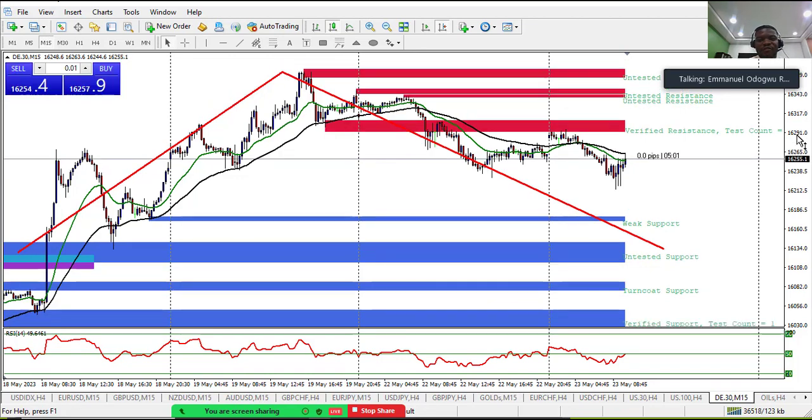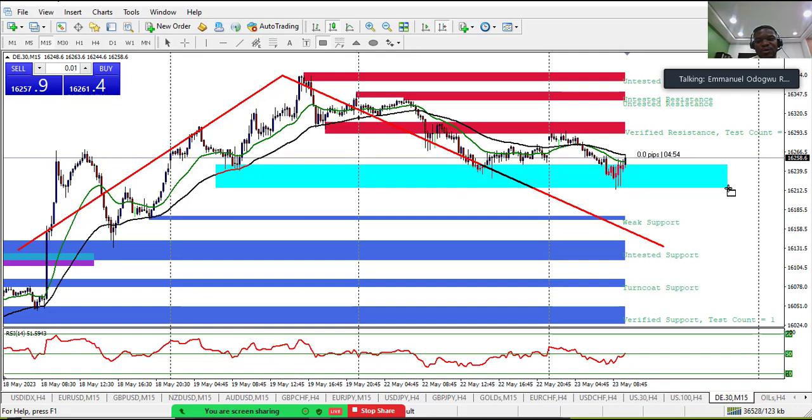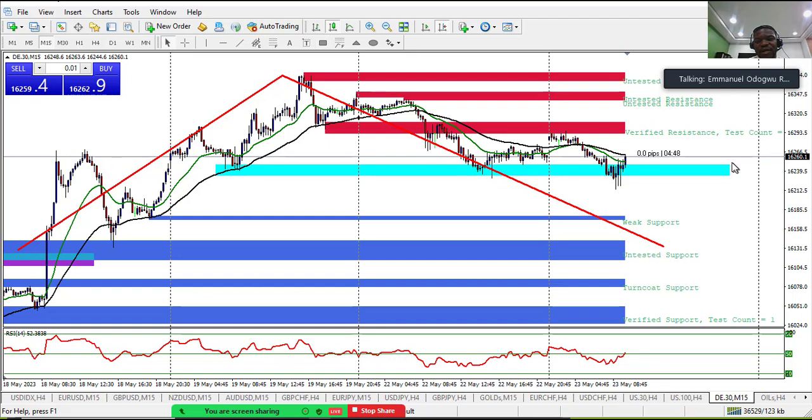remember the H4 time frame is going upward, right? So it means you want to look out for a clear support so that you can do your buy, a clear support. So I can see one support here, right? I can see a support here. So this is an area of support, right? This is an area of support, right?